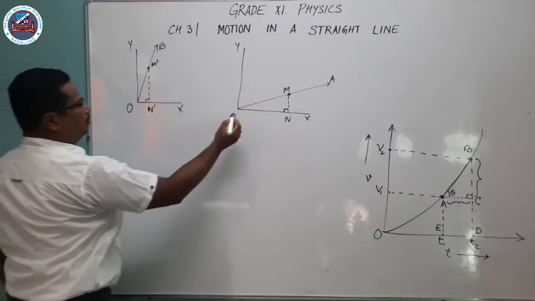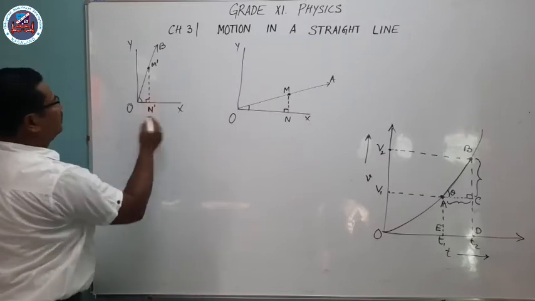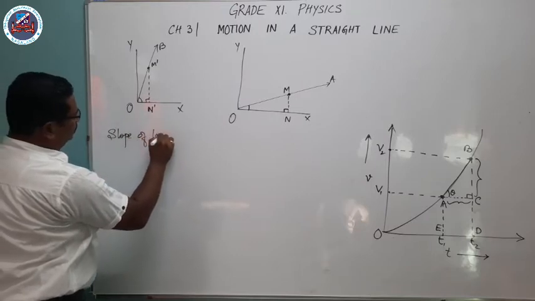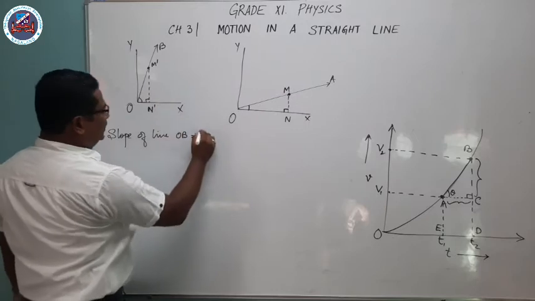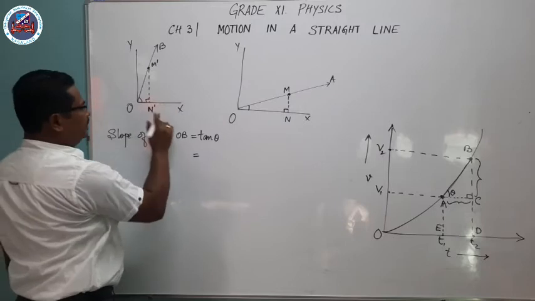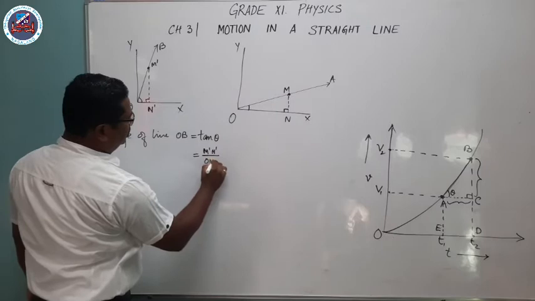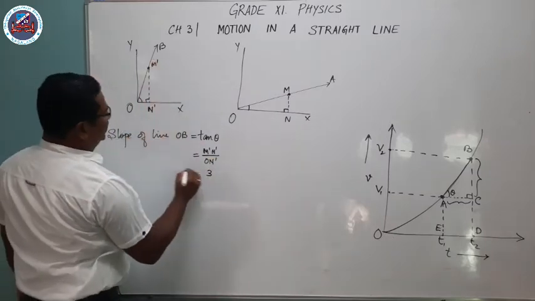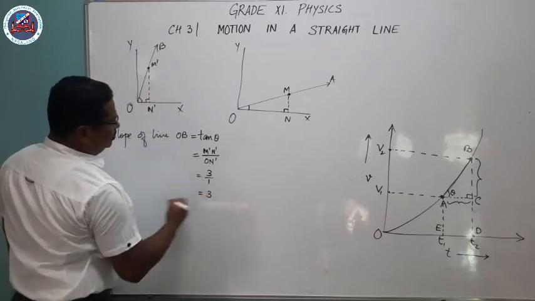Now let us see. Slope means the angle we find out, that we call as slope. Slope of line OB is equal to tan theta. Tan theta is equal to perpendicular by base, M dash N dash divided by O N dash. Let us take this as say 3 centimeter. If I take 3 centimeter, then this one will be around 1 centimeter. Then I will get the slope like this, 3 here.